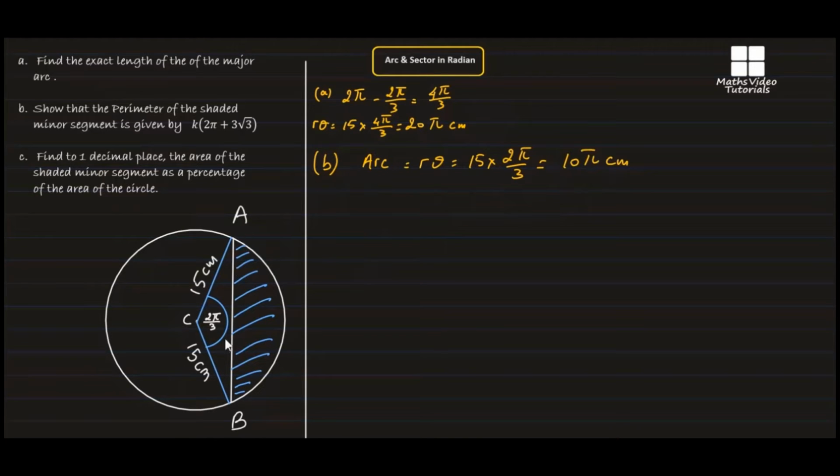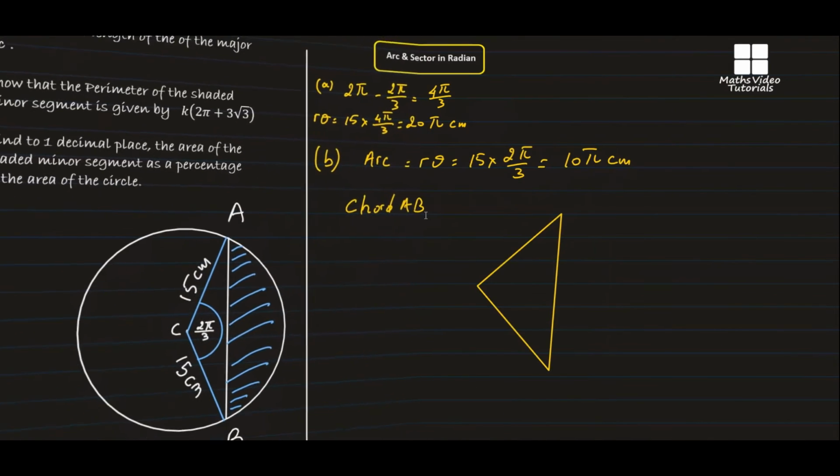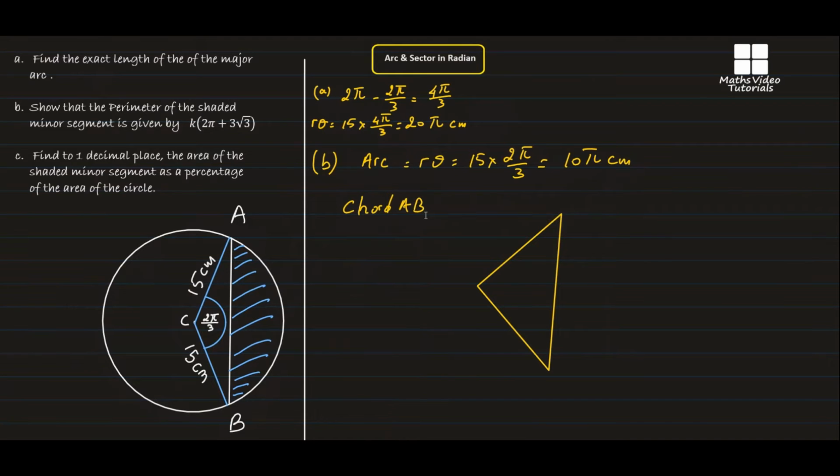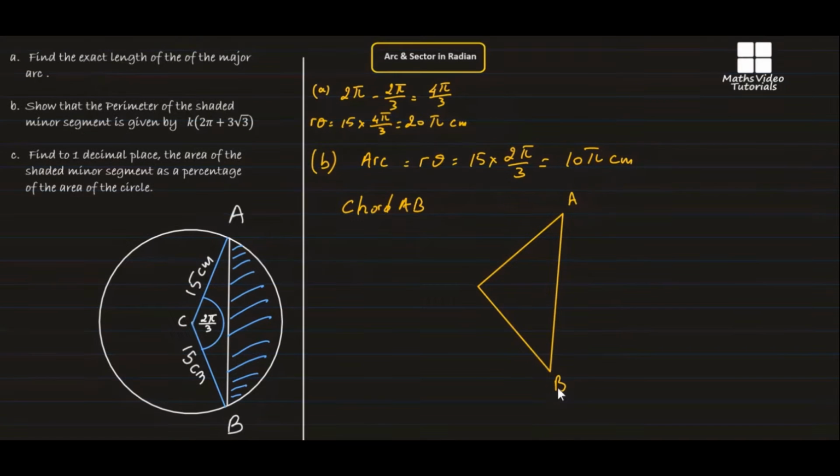We need to work out the chord AB. In order for us to calculate the chord AB, we need to use the sine rule in a triangle. So this is the triangle ABC. That's my A, this is my corner B, and this is C. Our angle here at the center is 2 pi over 3. Let's write it down here. Now we know this is 15 centimeters and this is also 15. So this triangle is an isosceles triangle. So we can calculate these two angles here. So let's calculate the missing angle at the base.